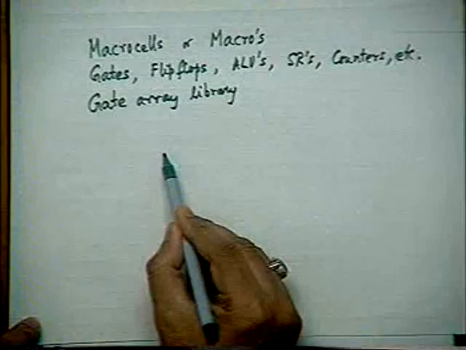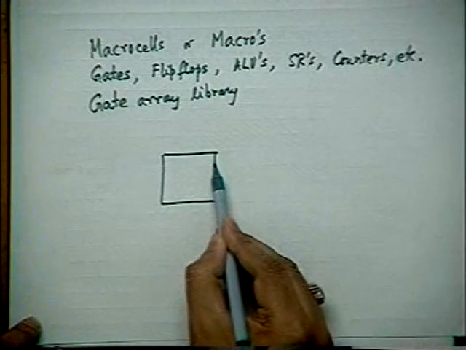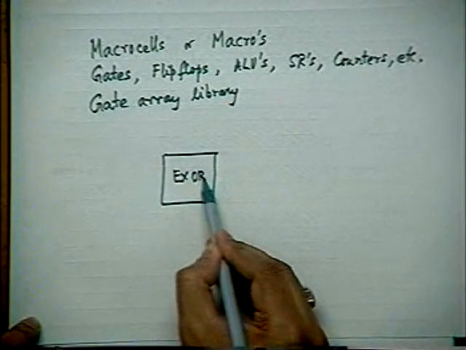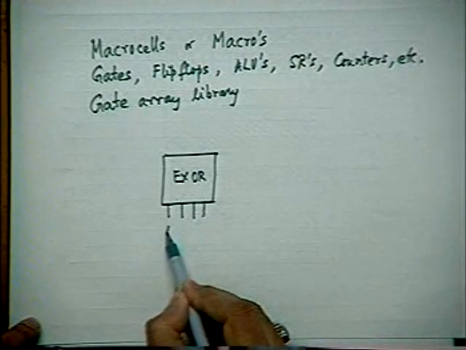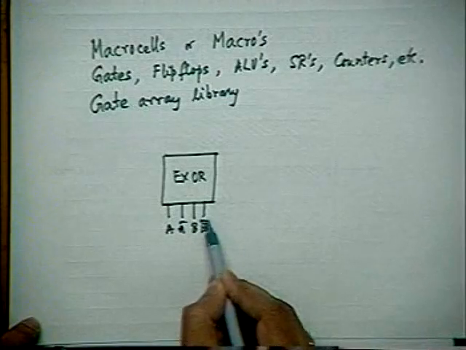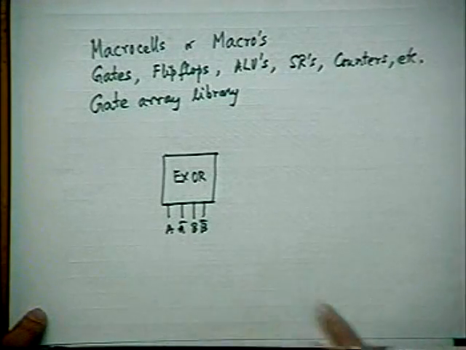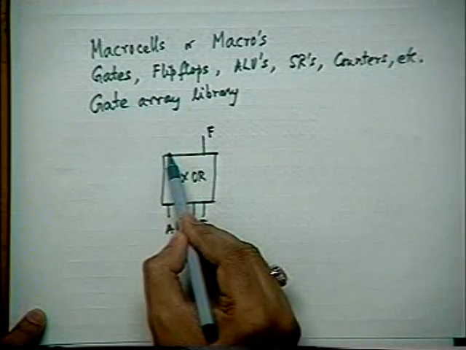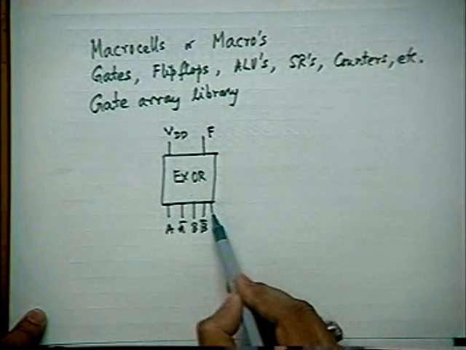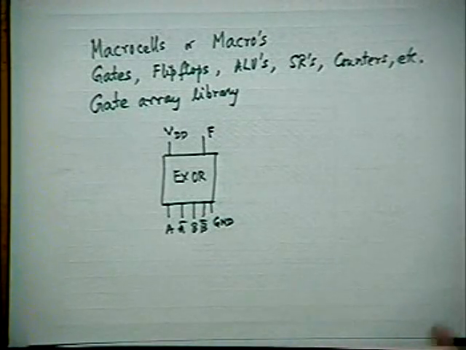Now ultimately, each such cell will be described by inputs, outputs, power supply, and so on and so forth. For example, let us consider the case of an exclusive OR gate. If I say that this is the block of an exclusive OR gate, XOR, it will have input connections, A, maybe A bar, B, B bar, 2 inputs for example, and it will have 1 output connection, and it will have 1 VDD input and 1 ground input. Input means connections.